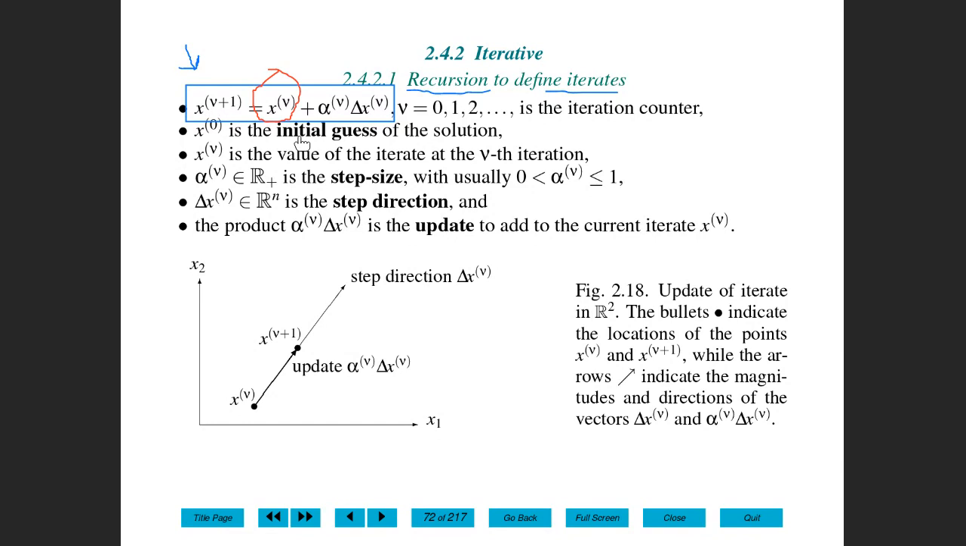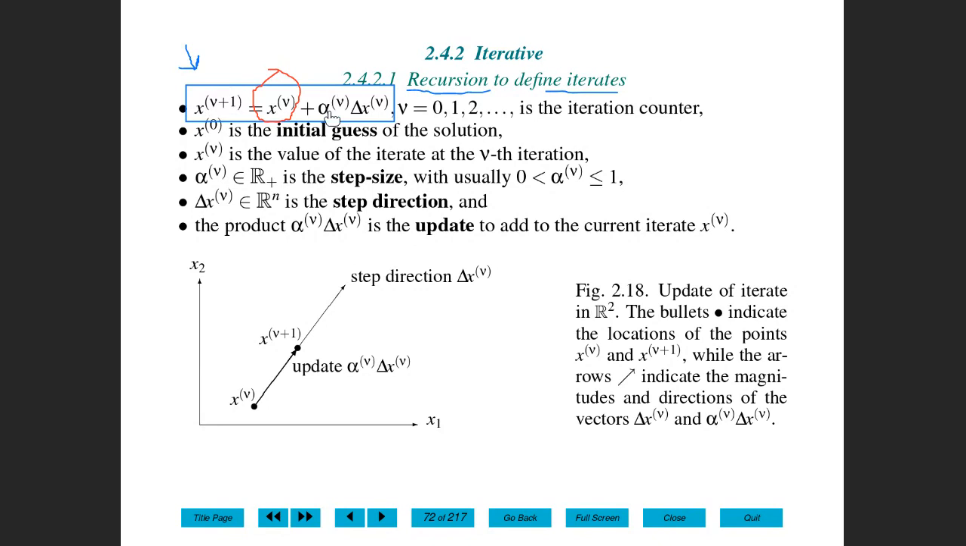There should be some initial guess, and there are different approaches for that. Sometimes it's just a blind guess, sometimes it is more like an informed guess. It all depends on what kind of problem we are solving. And x of v is just the value of the iterate at the vth iteration. So for example, x of 1 means the value at the first iteration. If I say x of 2, that means the value of x at the second iteration, and so on.